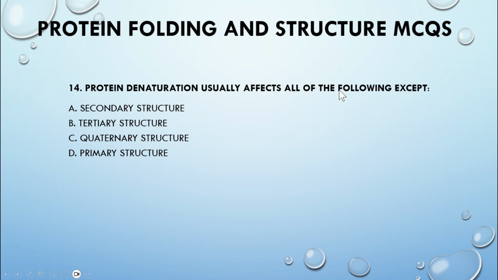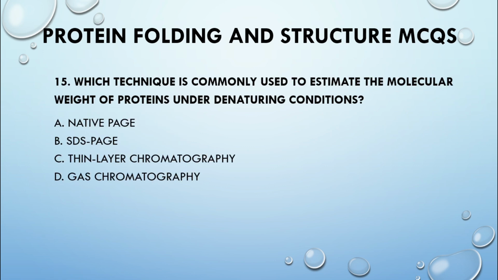Question 14. Protein denaturation usually affects all of the following except: A. the secondary structure, B. the tertiary structure, C. the quaternary structure, D. the primary structure. I've explained this in my previous video, so I want you to answer this number 14 and let me know in the comment section. I'll be waiting. Stop the video and comment the answer now.